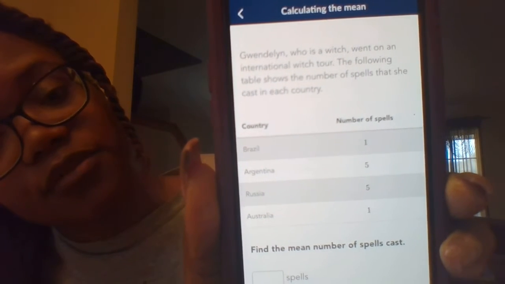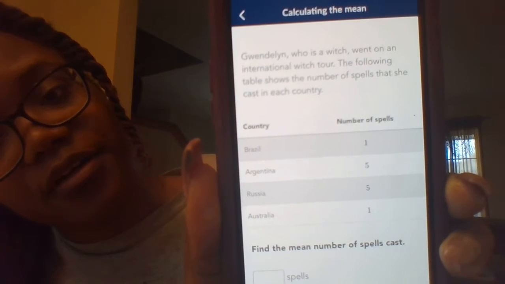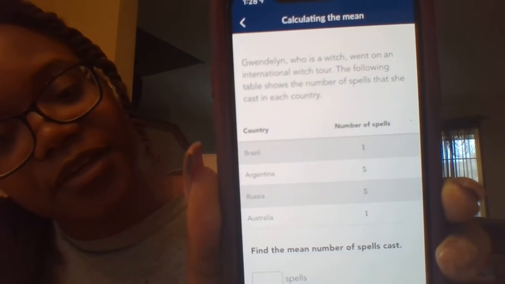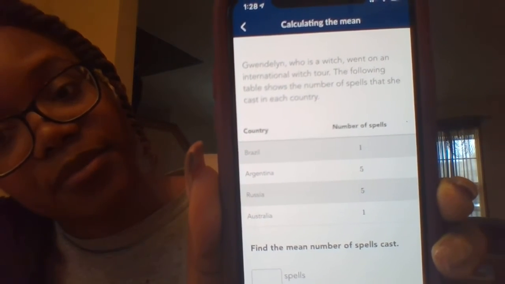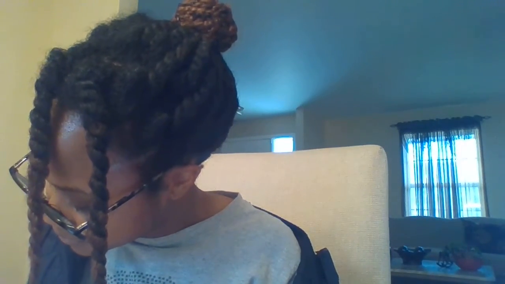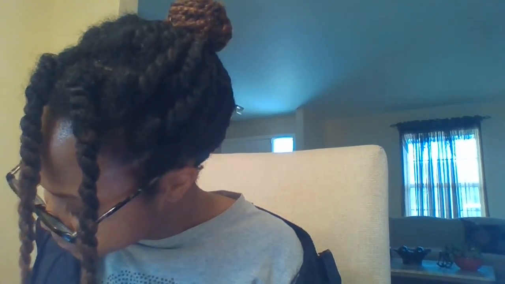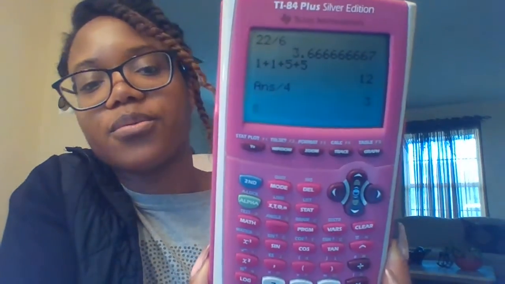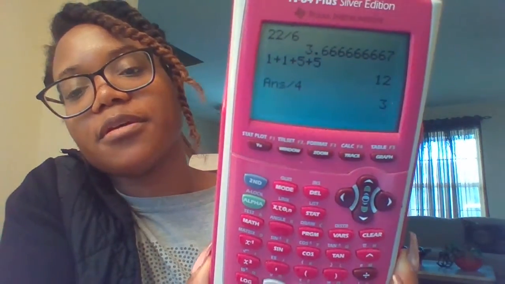Adding up those 4 values gets us 12. 1 plus 5 is 6, 5 plus 1 is 6, 6 plus 6 is 12, and then we can divide by 4 because there are 4 values. So 12 divided by 4 gets us 3. Again, all I did was add them and divide by 4 because there are 4 values. So 12 divided by 4 gets me an average of 3.